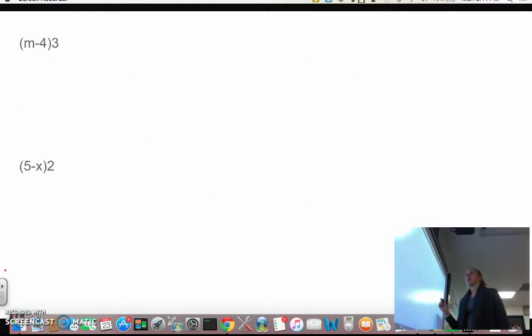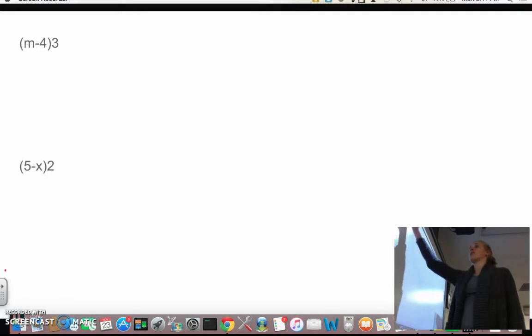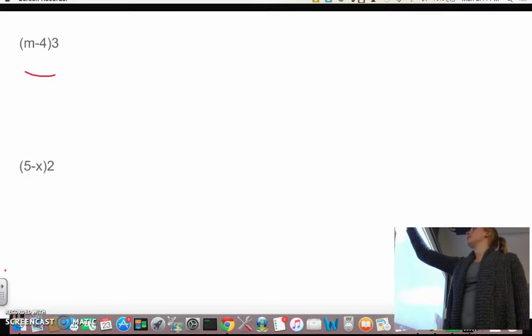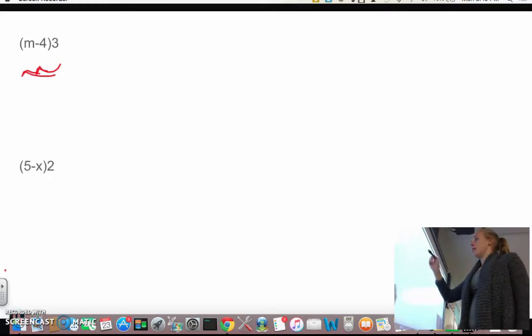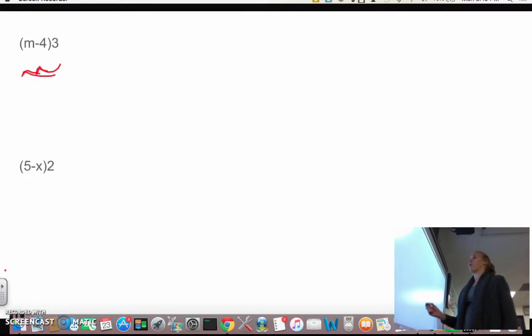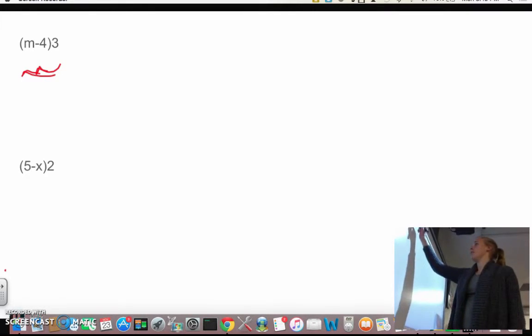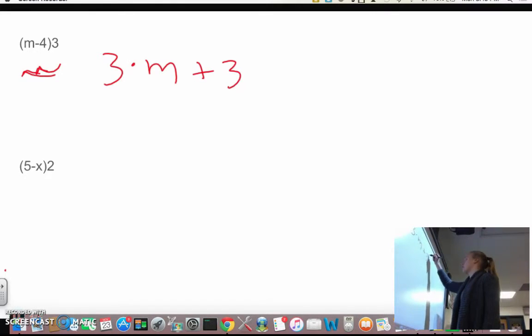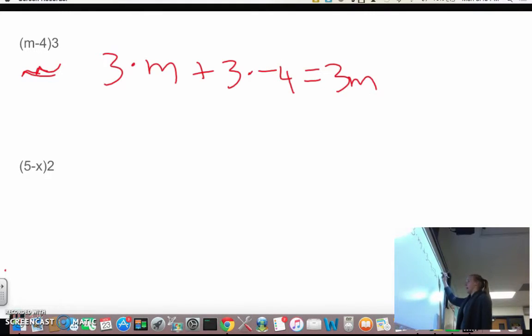Okay, so the distributive property also works when the number is on the other side of the parentheses. So this one will take 3 times m and 3 times negative 4. So we'll have 3 times m plus 3 times negative 4 will give us 3m minus 12. All right, try the next one on your own.